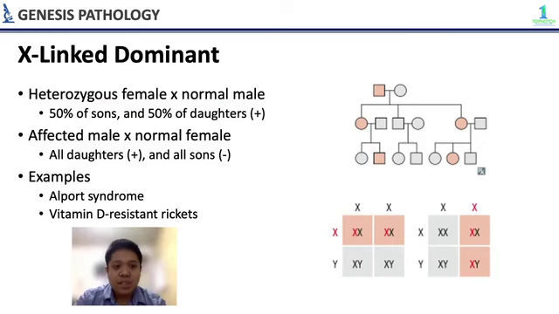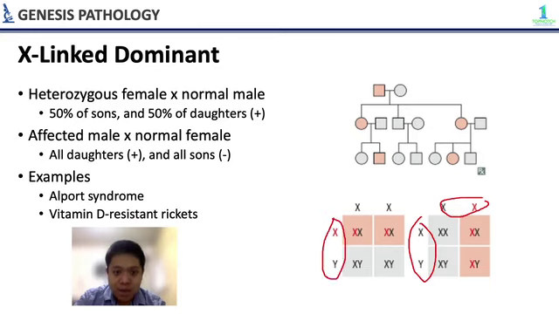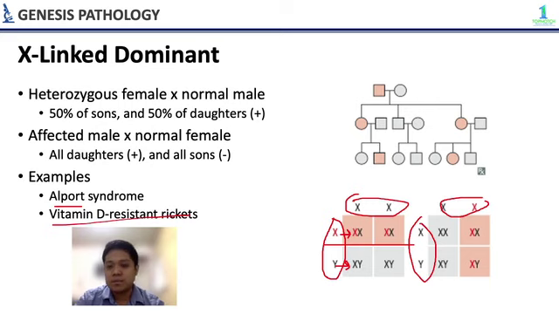Okay, next we have your X-linked dominant disorder. A heterozygous female paired with a normal male, so 50% of their sons and 50% of their daughters will express it. However, if the male is affected and the female is normal, since he gives his X to all of his daughters but none of his sons, all the males are normal but all of his daughters will be affected. So examples here are Alport syndrome and vitamin-resistant rickets.